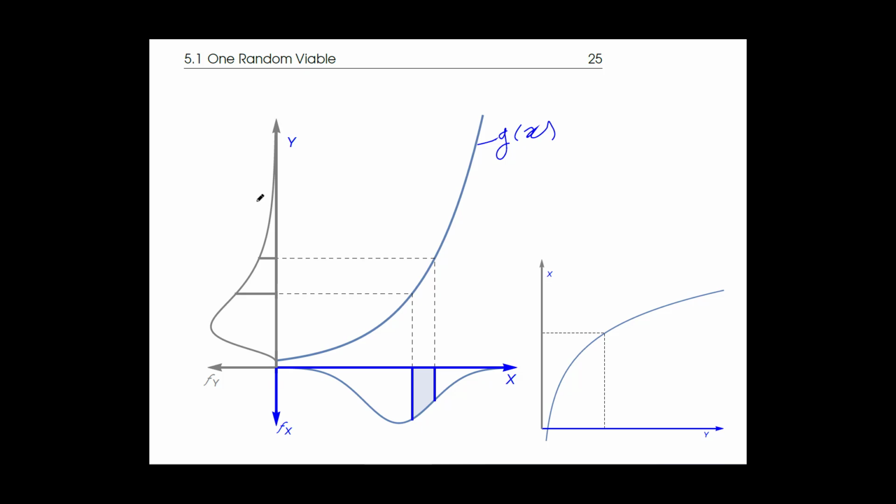In this case, the recipe is that, let's say this is x. That's x right here, and that's the corresponding value of y. And this distance is going to be dx, and this one is going to be dy.